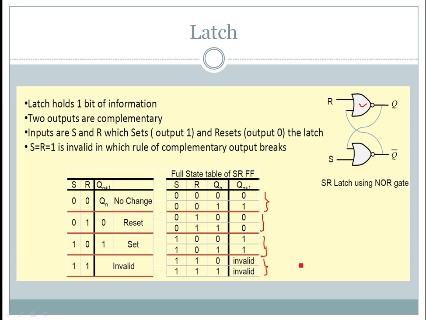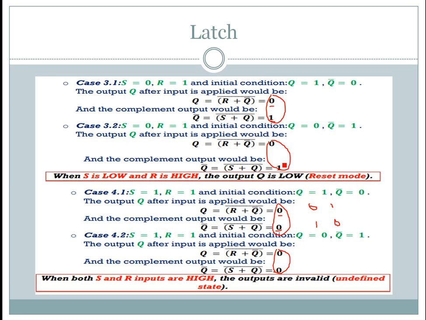That means for the 1 1 input the outputs are invalid, so we should not give the input 1 1 to this latch. So this is about the SR latch using NOR gate.